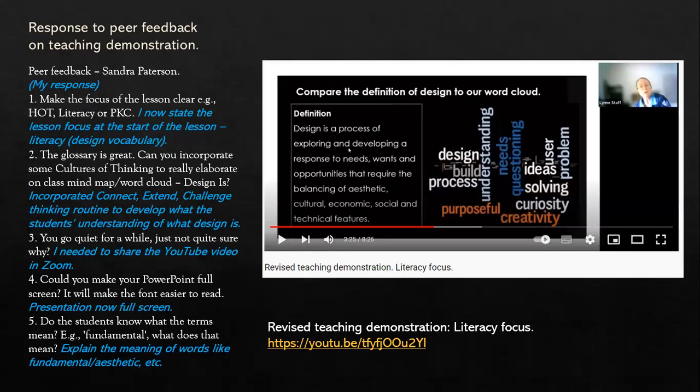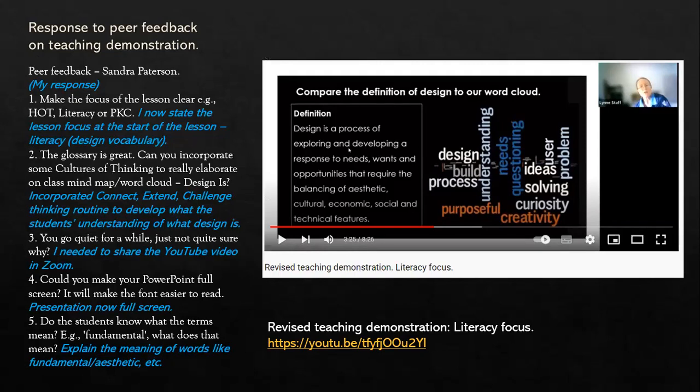Secondly is response to peer feedback on my teaching demonstration. The first comment was to make the focus of the lesson clear. So I now state the lesson focus at the start of the lesson, that it is literacy based and we will be looking at design vocabulary.